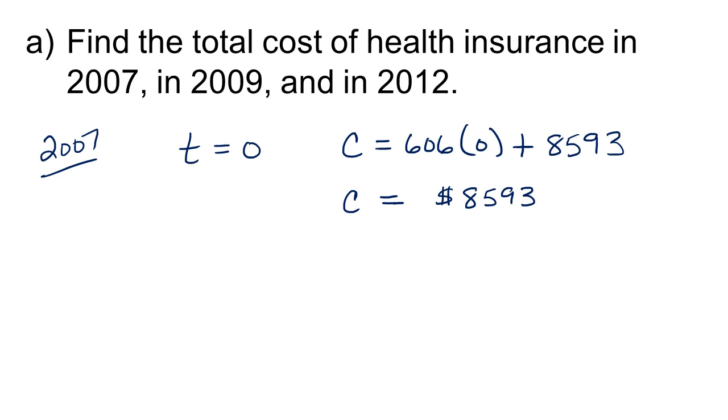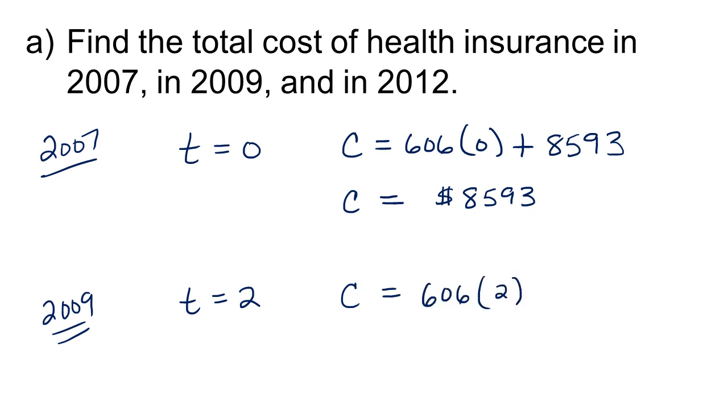Let's look at the year 2009, which is 2 years after 2007. So T is equal to 2. Make that substitution in the cost equation. C equals 606 times 2 plus 8,593. And when we perform the arithmetic, we get the cost being $9,805.